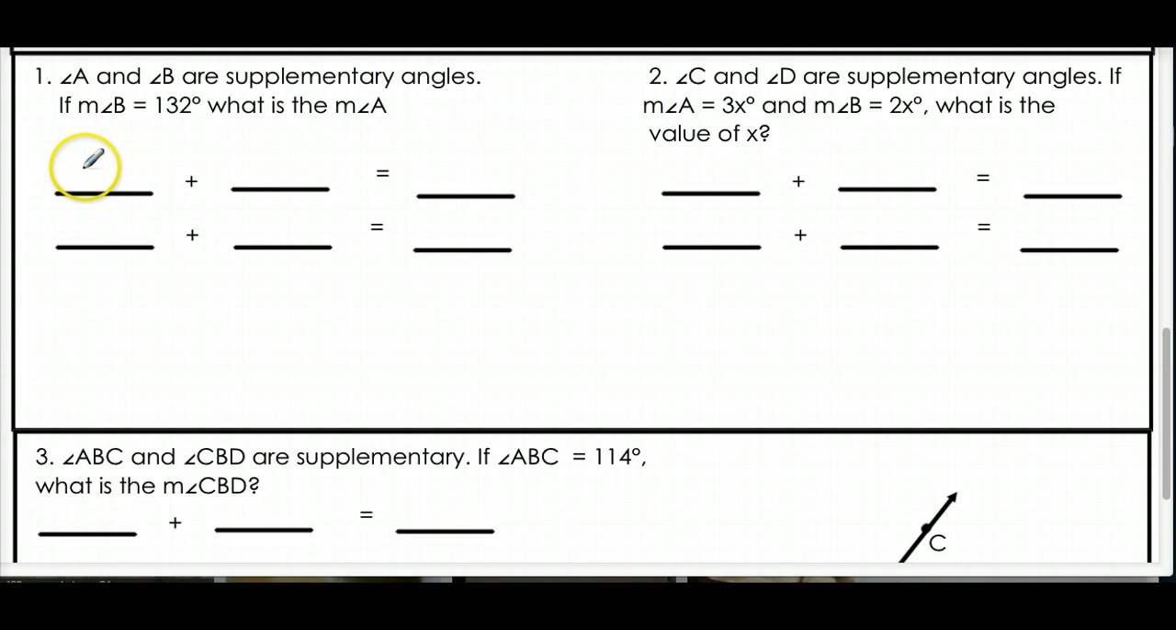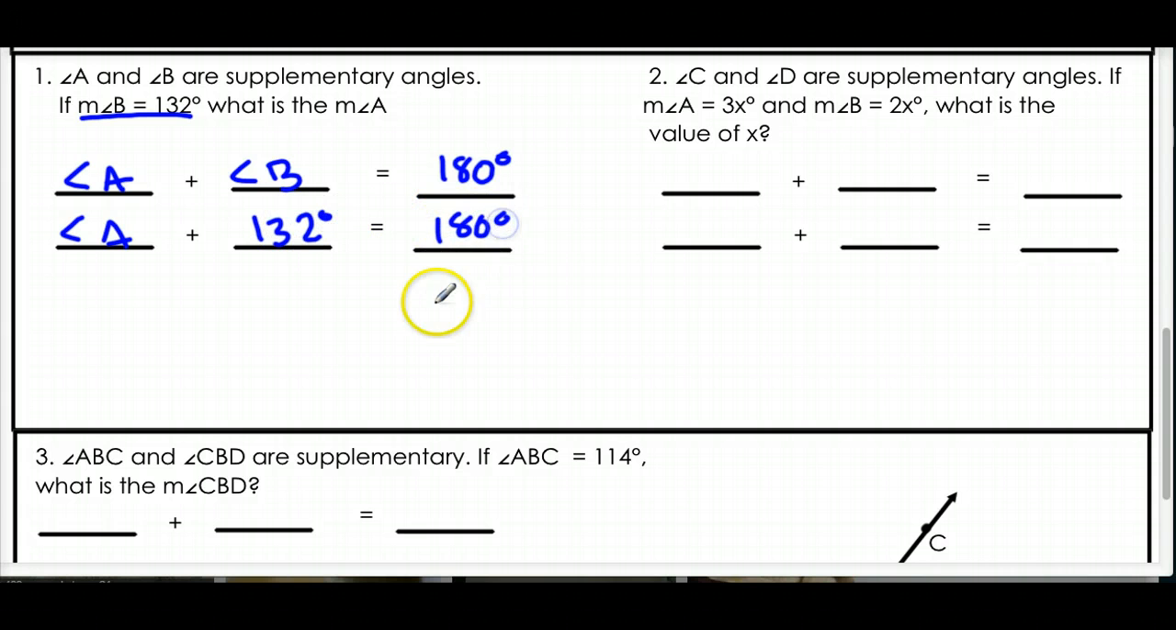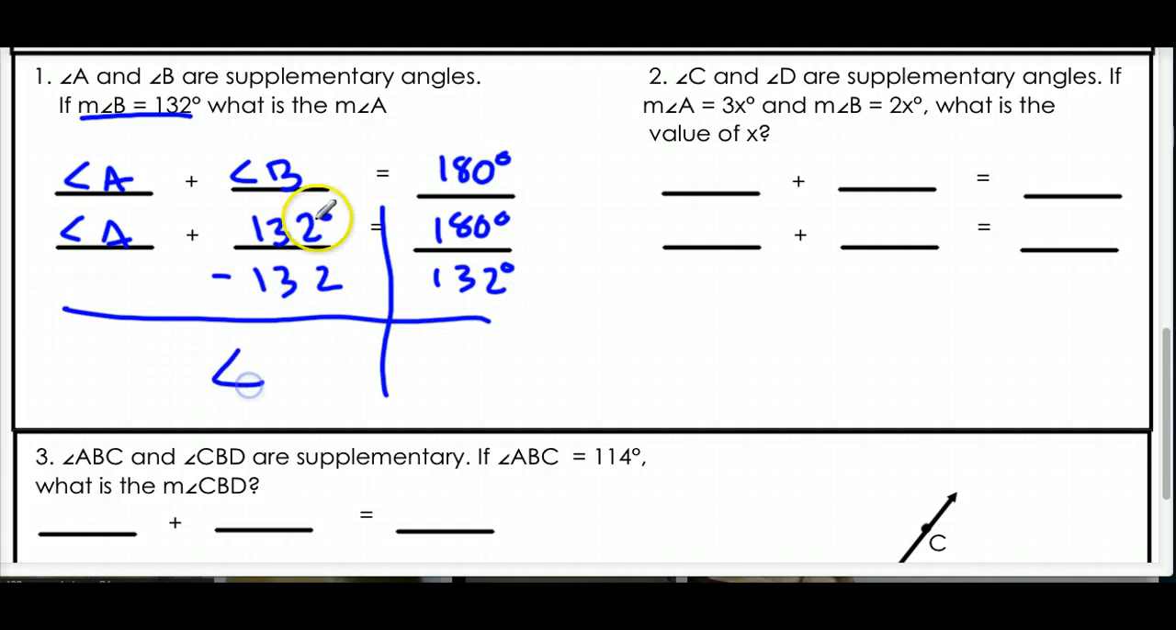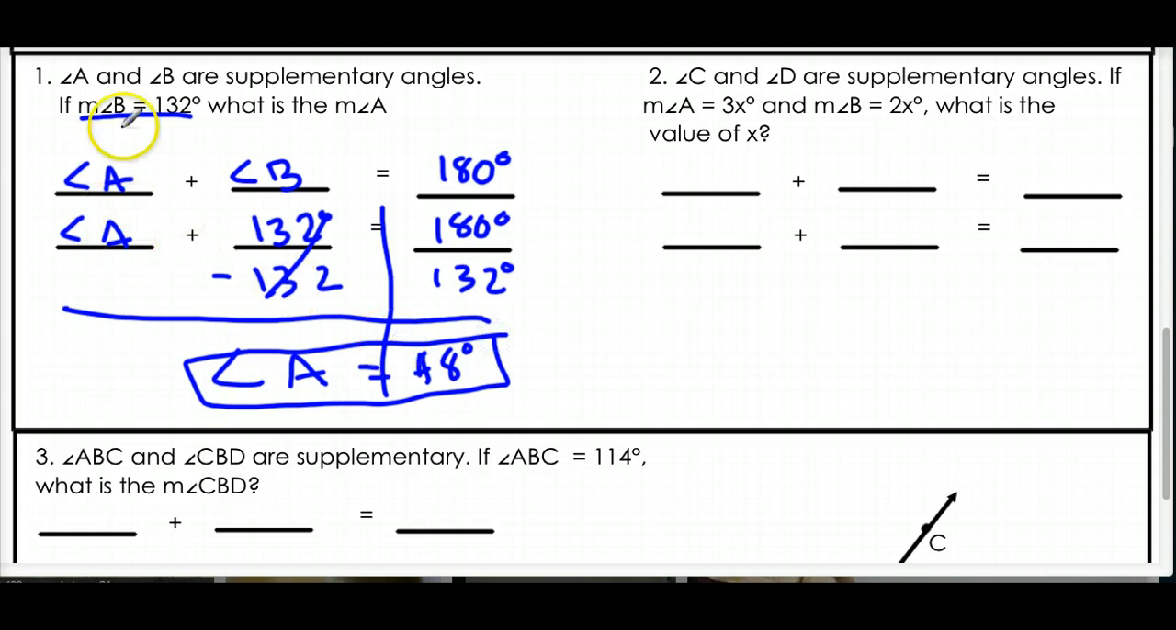If angle A and angle B are supplementary angles, we know they add up to 180. If the measure of angle B is 132 degrees, what's the measure of angle A? So let's substitute in 132 degrees for angle B and solve for A. I'm going to draw my little line, subtract 132 from both sides, and this cancels. Angle A is equal to 48 degrees. And if you check that, 48 plus 132, sure enough, adds up to 180.